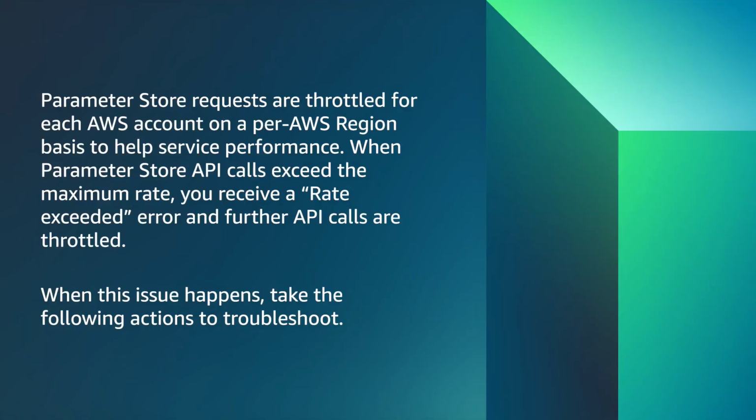Today, I'm going to show you how you can prevent throttling exception or rate exceeded errors when you use AWS Systems Manager Parameter Store. Let's get started. Parameter Store requests are throttled for each AWS account on a per AWS region basis to help service performance. When Parameter Store API calls exceed the maximum rate, you receive a rate exceeded error and further API calls are throttled. When this issue happens, take the following actions to troubleshoot.